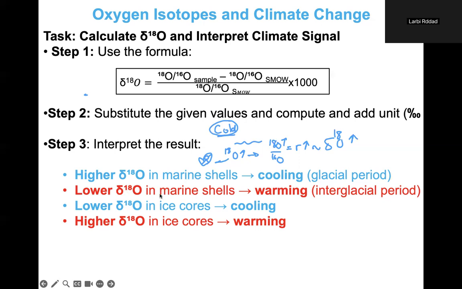In warm, let me change the color here for this one. In warm water, let me draw here again.